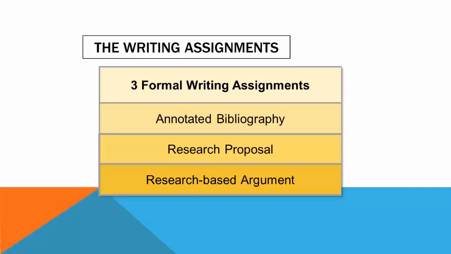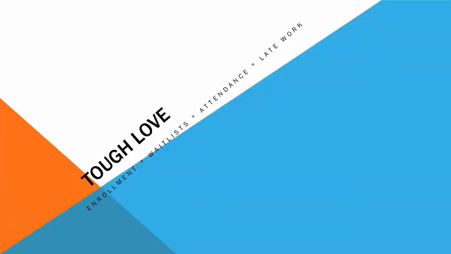The last assignment, which is the longest, is a research-based argument. That's at the point where you put together pieces from your annotated bibliography and from your proposal, and you integrate them into an argument. Now, here's the tough love part. We'll talk about enrollment, wait lists, attendance, and late work.